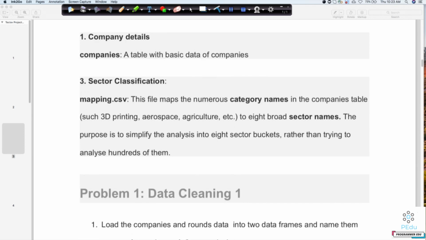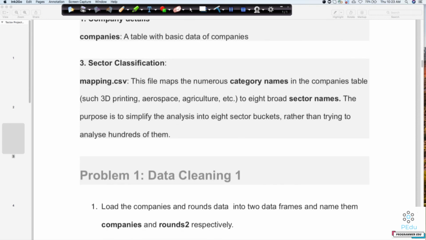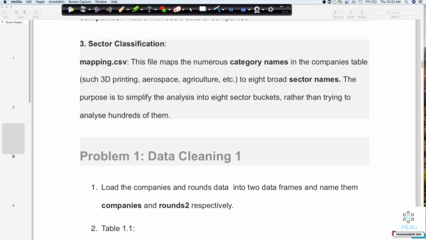So there's a companies file which is the basic data for all companies. There's a sector classification part where you have the mapping.csv file. This file is going to map the numerous category names in the companies table, such as 3D printing, aerospace, agriculture, etc., to 8 broad sector names. The purpose is to simplify the analysis into 8 sector buckets rather than trying to analyze hundreds of them. So that's the idea behind it.